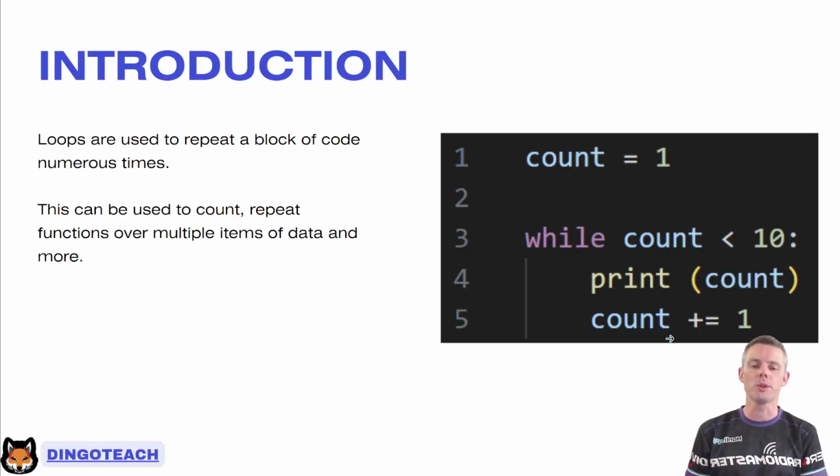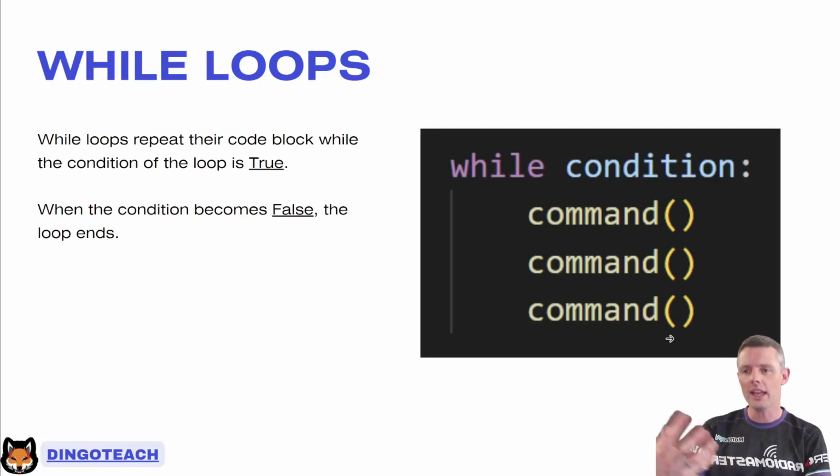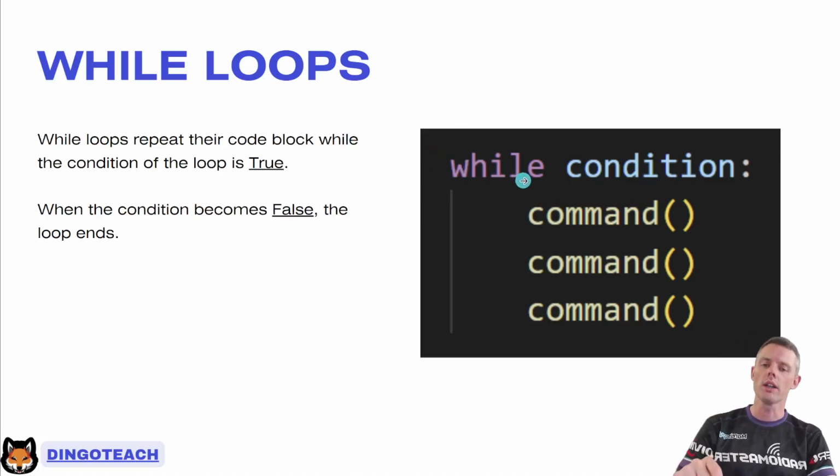And I know a lot of people like to look at flowchart sort of representations of these things just so they get a bit of an idea of what is going on. So I've already talked about this, but let me re-emphasize. A while loop repeats the code block while the condition is true. When it becomes false, it stops.